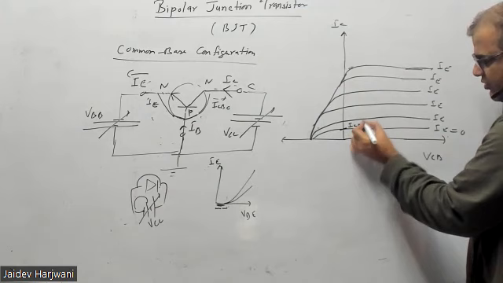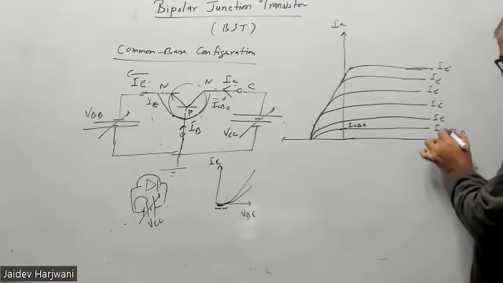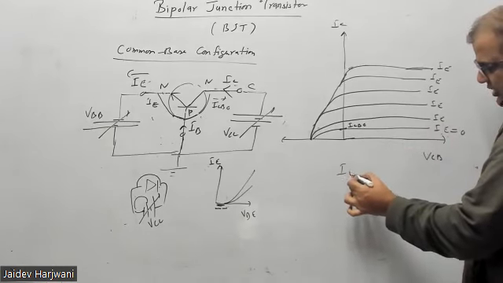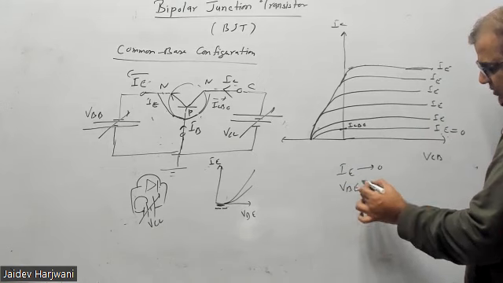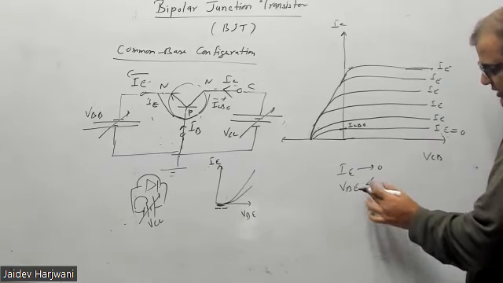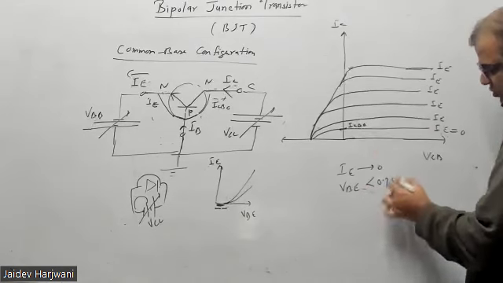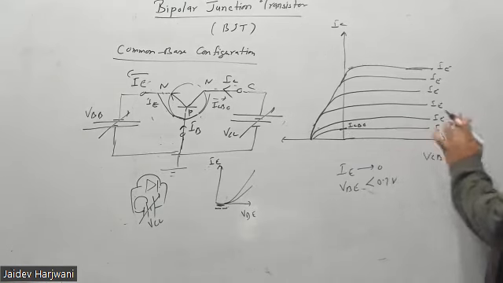So this ICBO current will flow for this value of IE. And to make IE 0, you have to reduce VB. VB should be less than 0.7 volt. If VB is less than 0.7, automatically IE will become 0 and in the circuit only ICBO will be flowing.